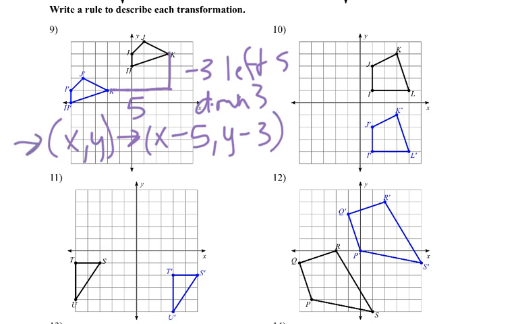So 10, we go down 1, 2, down 1, 2, 3, 4, 5. And there's no movement left or right, so I'd go X and Y. So the X value actually stays the same. How does the Y value change? Well, we go down 5, so it would be Y minus 5.